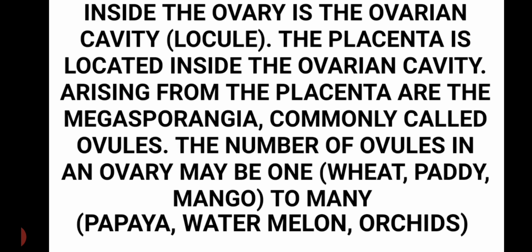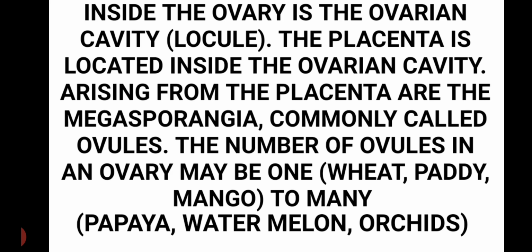Now the placenta is located inside the ovarian cavity. Arising from the placenta there are the megasporangia, commonly called the ovules. So inside the ovarian cavity the placenta is there, and from the placenta the ovules, that we also call the megasporangia, arise. The number of ovules in any ovary may be one, for example wheat, paddy and mango, and it may be more than one like papaya, watermelon and orchid.